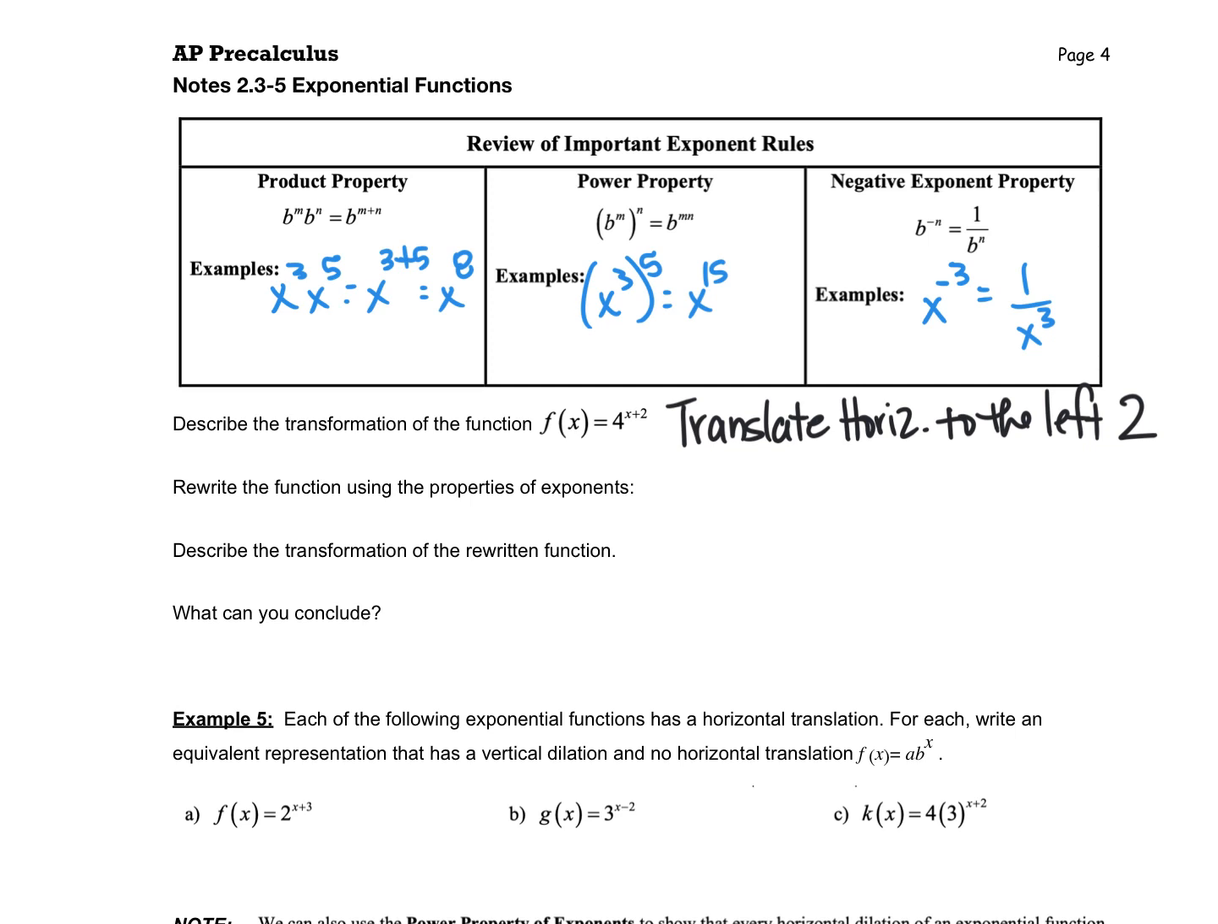It's a horizontal translation. But what I want to do is take that expression and rewrite it using the properties of exponents. What am I doing to the exponents x and 2? I'm adding them together. If I added them together to start, what did it become? It was 4 to the x times 4 to the 2nd. So in order to have 2 exponents that were added together, I had to have taken that exponential base and multiplied it.